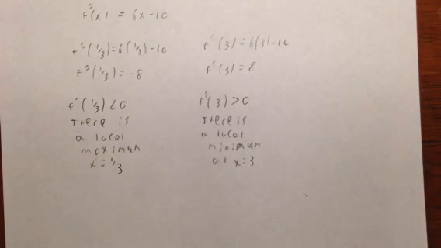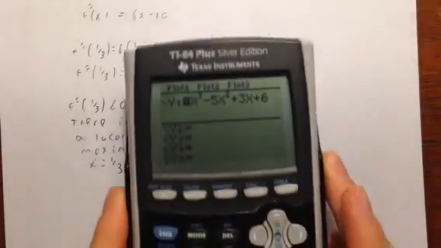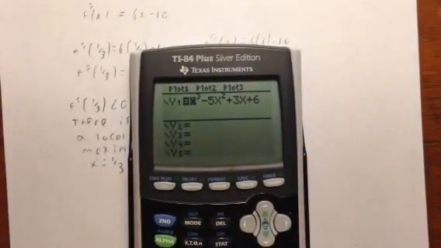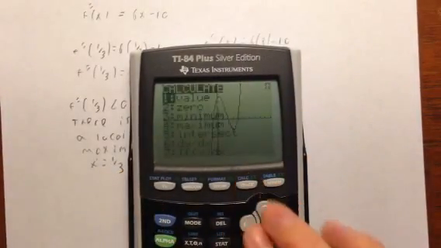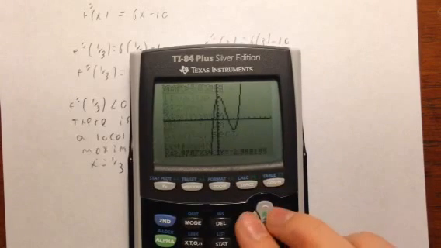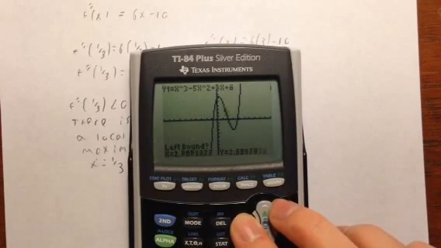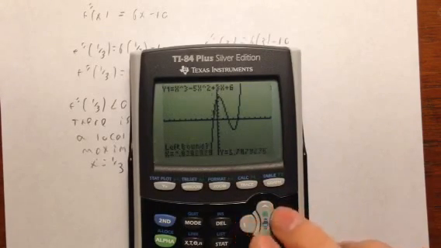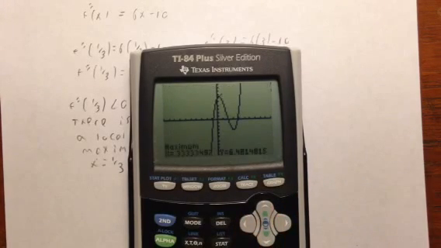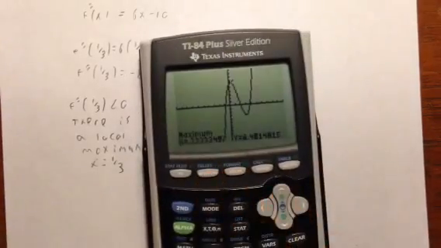So if you're allowed to use a calculator on this section, you could easily check your answer to see if it's right by simply putting the equation into your calculator, clicking graph, then doing second trace, find the maximum, and go into the left bound and the right bound. And you get the maximum to be 1/3, which is exactly what we got.